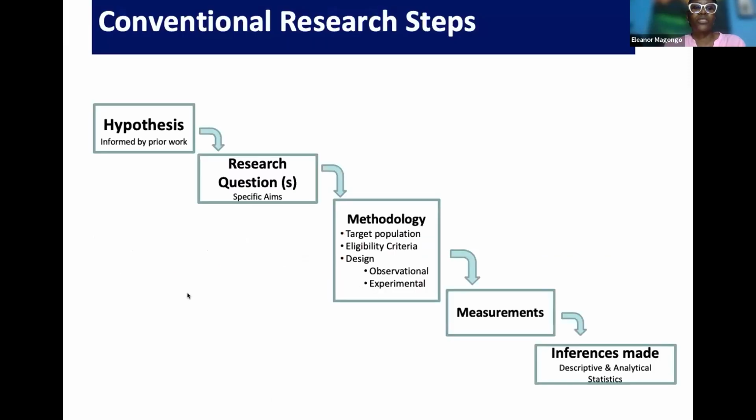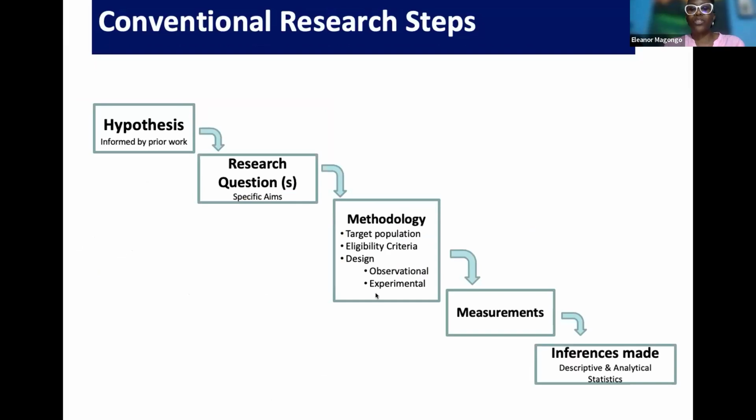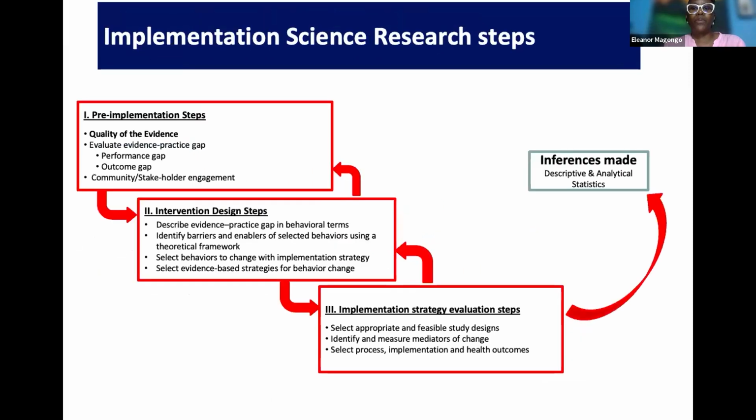So when we're doing conventional research, we start with a hypothesis, we formulate research questions, we develop our methodology, which could be observational or experimental. We have measurements, and then our inferences are made. On the other hand, when we are doing implementation science research, we start with pre-implementation steps.